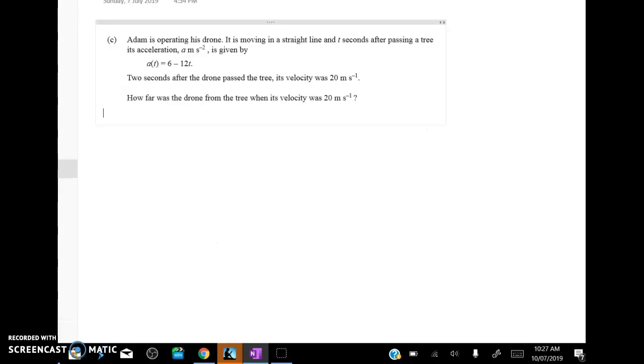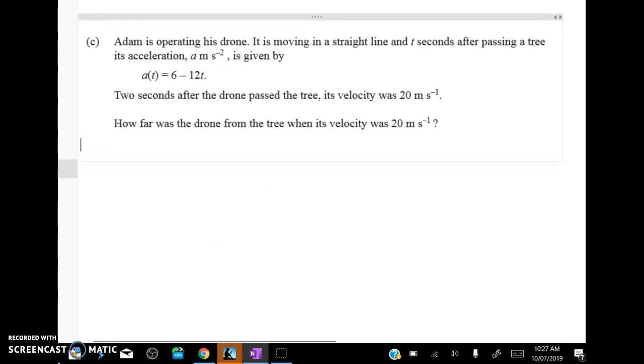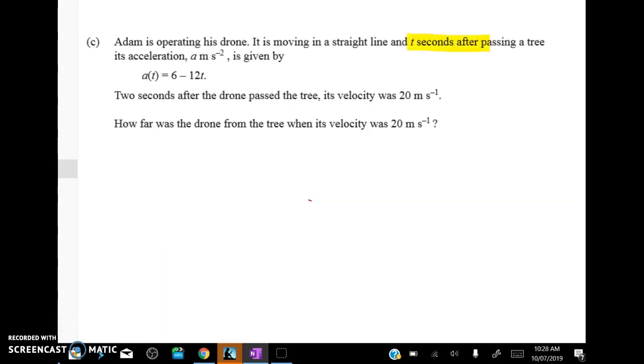So here they go. This is the kinematics question, and it's about Adam who is operating his drone. When you've got these problems, you have to read them really carefully to pick out the key information. The drone's moving in a straight line, and t seconds after passing a tree, we're given a function that gives acceleration. So the acceleration function is this one here. 2 seconds after the drone passed the tree, its velocity was 20 meters per second, and we have to find how far the drone was from the tree when its velocity was 20 meters per second. So those two link up.